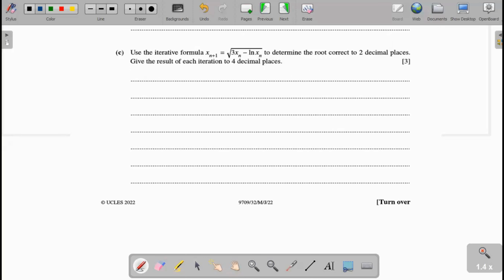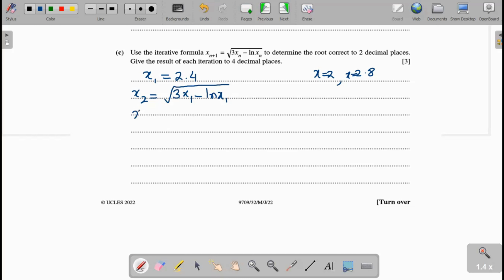Now, suppose that x1 is the initial value, and that value will lie between 2 and 2.8 because the root lies in between 2 and 2.8. We take the middle value of this, therefore x equal to 2.4 is the initial value of the iterative formula. Now to find x2, we write x n plus 1, and that is x2. Therefore it becomes the square root of 3x1 minus ln x1.